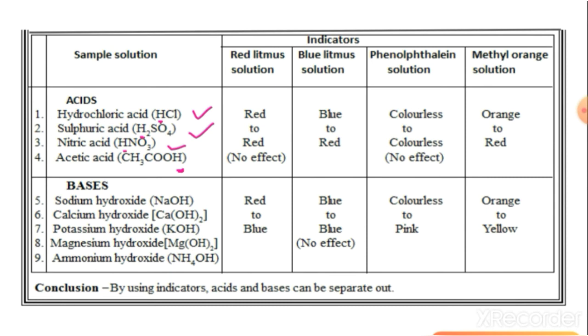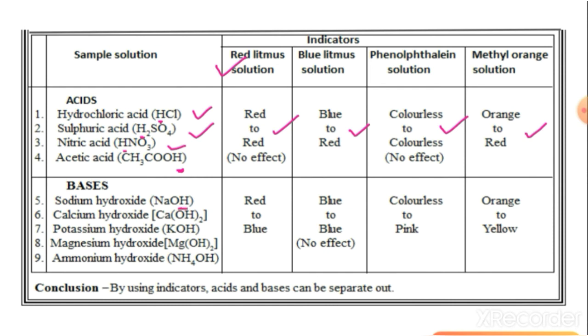How do we come to know about these acids? By using indicators. If red litmus paper is used, it will not turn to any color, that means it will remain red only. Blue litmus paper will turn to red, so blue litmus paper will show the test of acid. Phenolphthalein will also remain colorless in the acid. Methyl orange will turn to red in color.